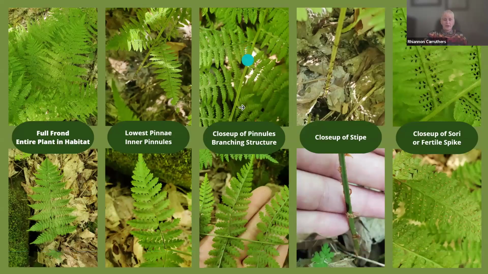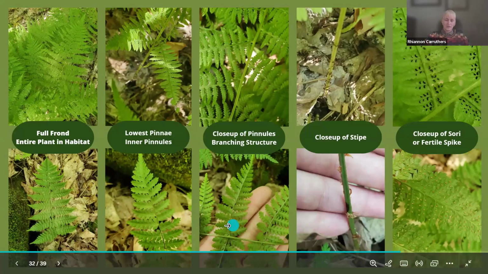Similarly, we are looking at branching structures. So this is what's called alternate branching, in that it's coming out over here, then it's coming out over here, then it's coming out over here, versus this would be more opposite or sub-opposite in that the branches are coming out very close to the same spot on the rachis.